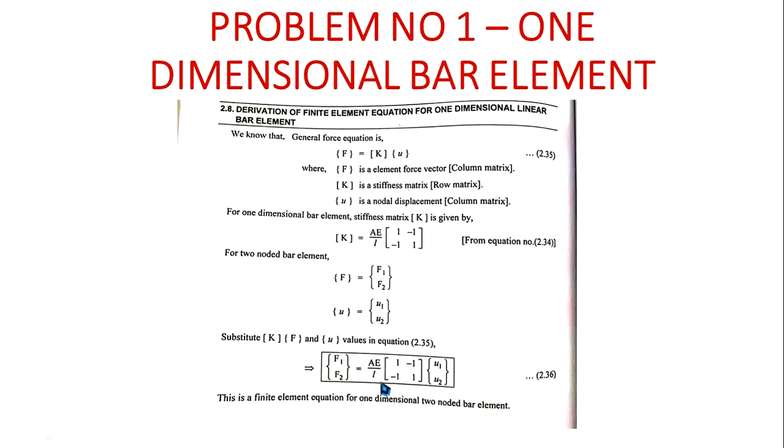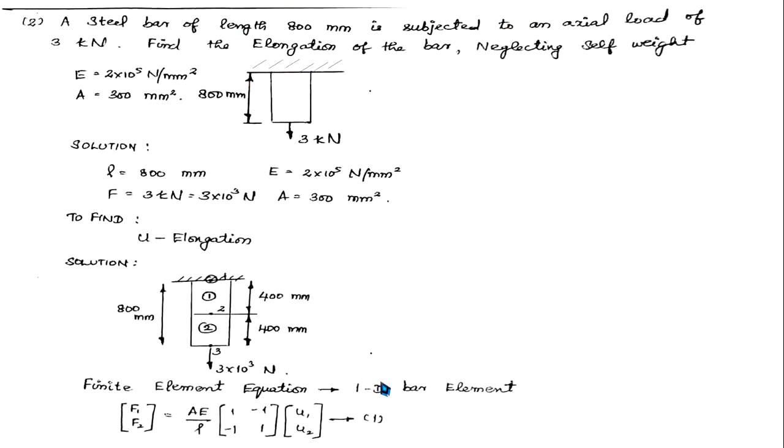So just keep this condition in mind, as it is very much required for solving the coming problems. Now we'll go for the first problem. A steel bar of length 800 mm is subjected to an axial load of 3 kilonewton. Find the elongation of the bar, neglecting the self weight. This is the simplest problem you can explore with a one dimensional bar element.